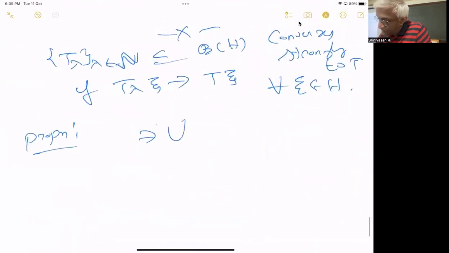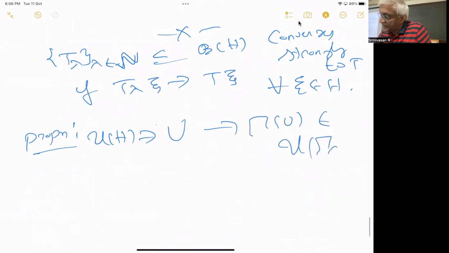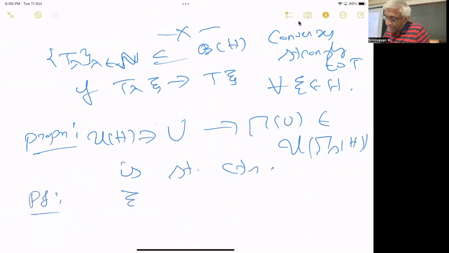U in U(H) going to gamma(U) in U(Γ_s(H)) is strongly continuous. That is xi, and that is this map. U_n goes to U. Okay, it is strongly continuous.